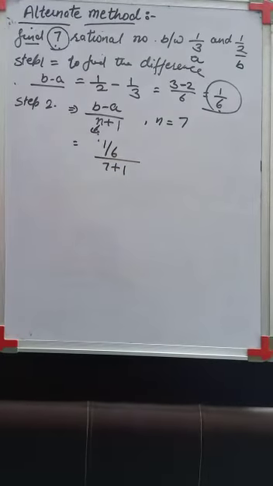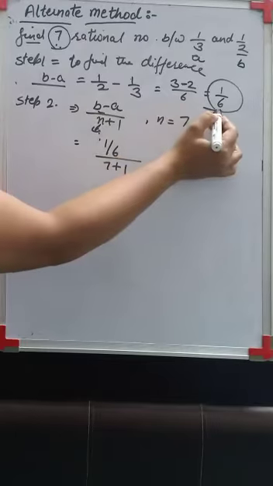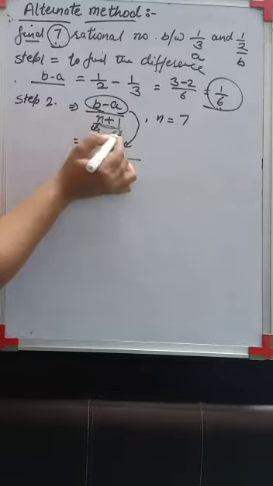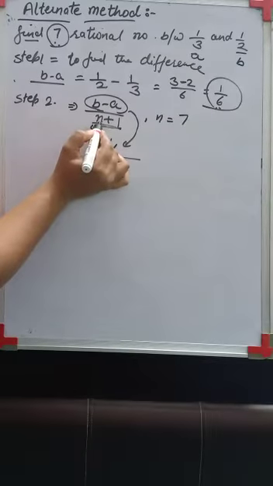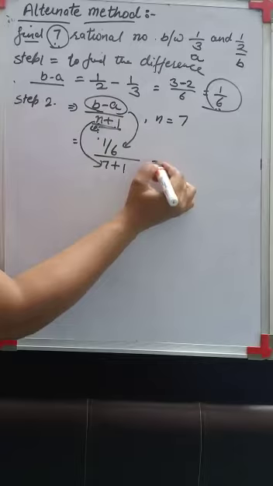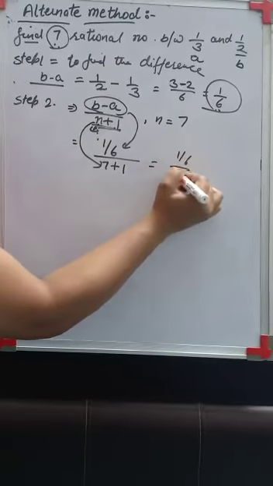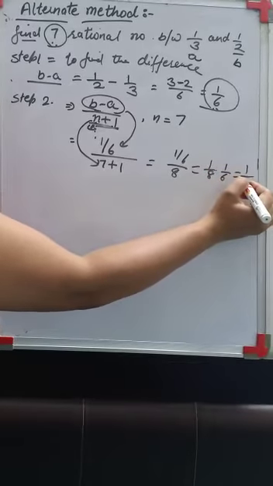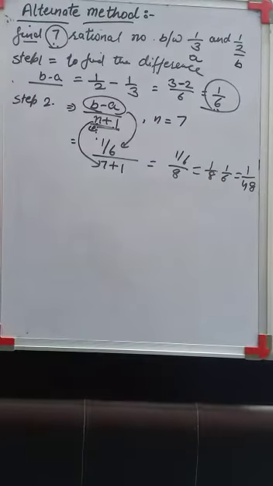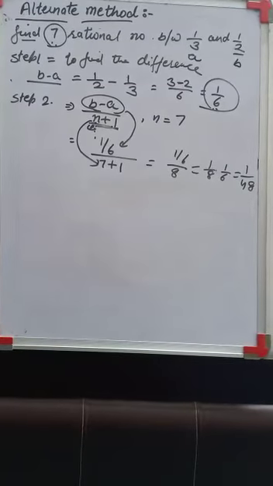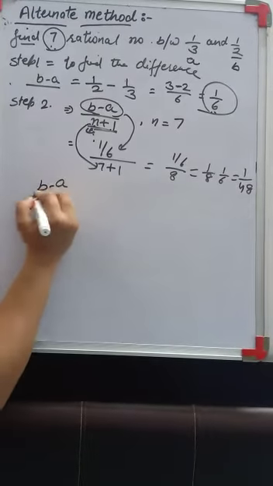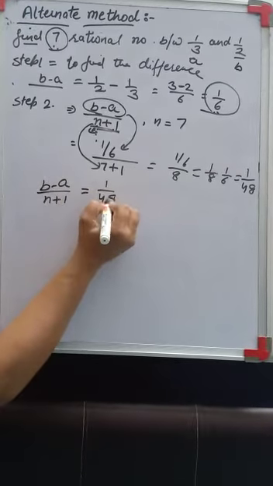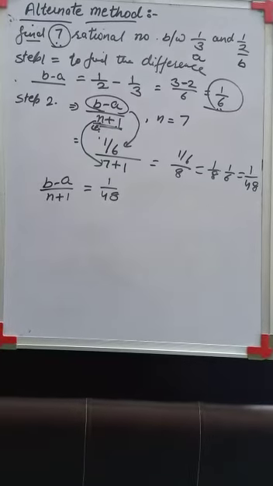Is it clear what I have done? B minus A I have calculated as 1 by 6, so instead of B minus A I have put 1 by 6. Over here it is n plus 1, and n is 7, so 7 plus 1. It becomes 1 by 6 divided by 8, or I can write 1 by 8 into 1 by 6. How much will it be? 1 upon 48. So (B minus A) upon (n plus 1) is equal to 1 upon 48. Right?